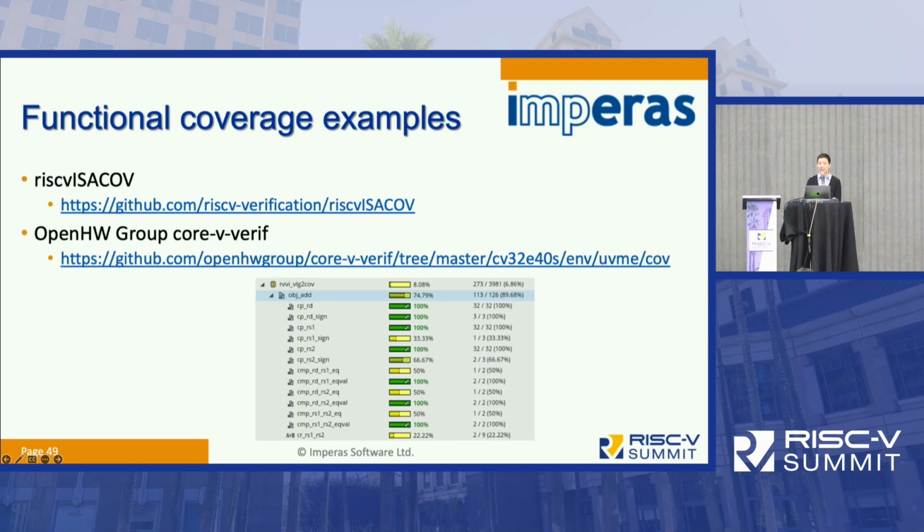And if you'd like to see some examples of functional coverage code, you can visit the RISC-V ISA-COV repository on GitHub. The code that you find here comes from the Imperas RISC-V ISA-COV generator. And you can also visit the Open Hardware Group's GitHub repository for some non-ISA coverage, so stuff that's specific to their cores, and it's open source. So you're welcome to take a look.